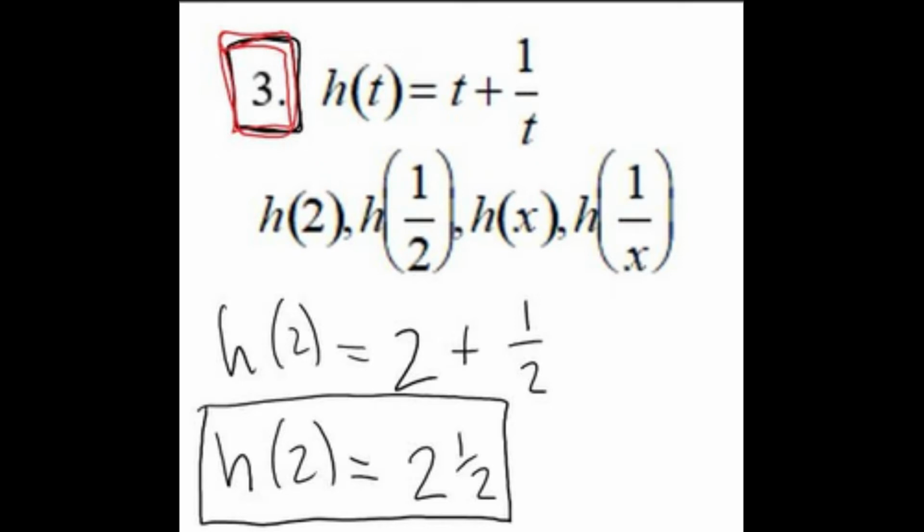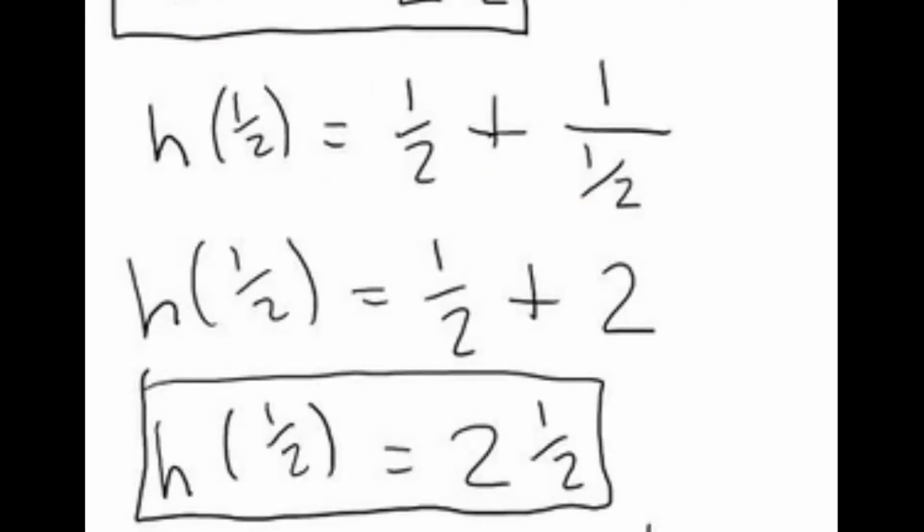Okay, next one, we have to plug in a half now. So we're going to plug in a half at the front and then a half at the back. So we have a half plus 1 divided by 1/2. Well, 1 divided by half, you can think of that as how many times does 50 cents fit into $1? It fits in twice. So that's how I got the 2 there.